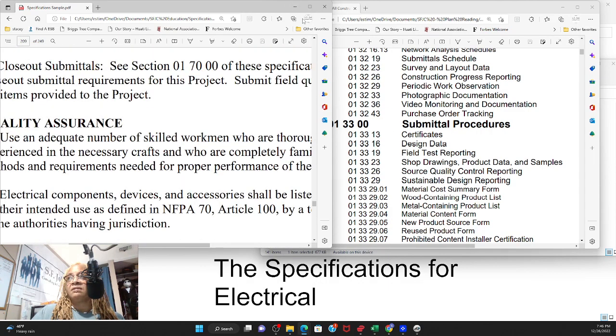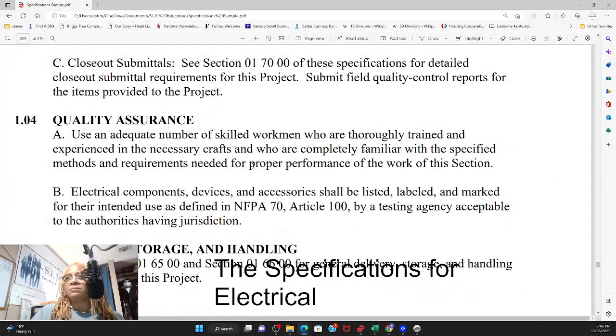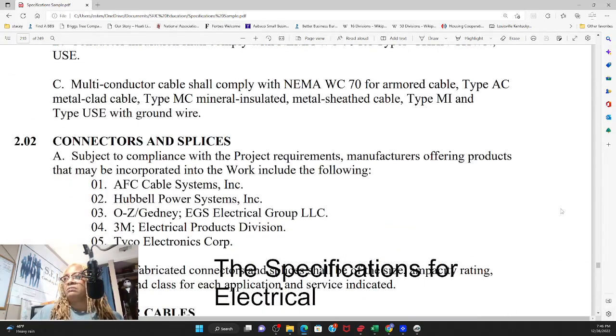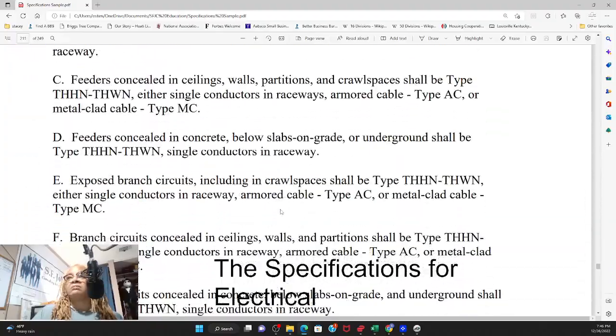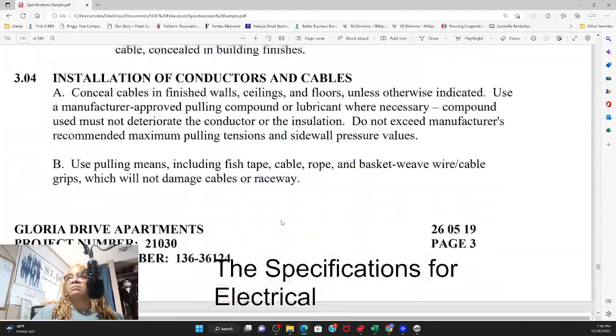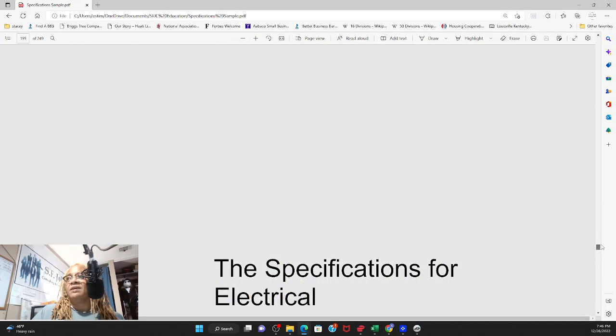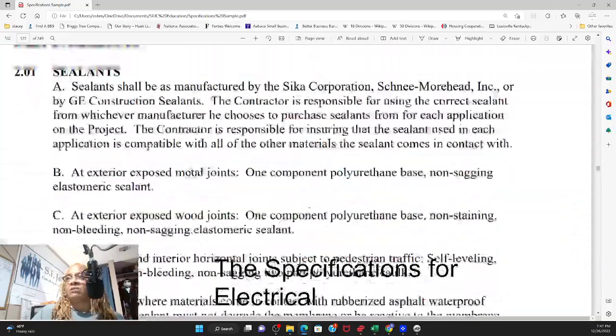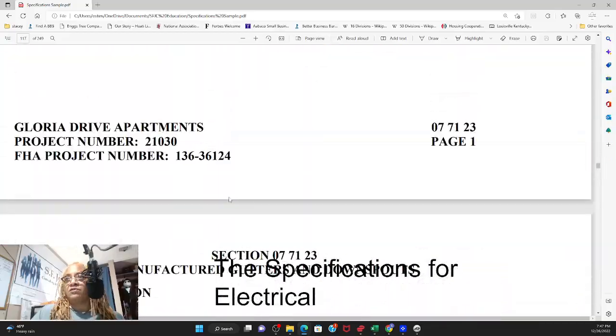now we'll go back, all right, 013300 for detailed submittal requirements for this project. So 013300. And that would actually be the other way. Uh-oh. 013300. 0133. So we're going to go, and this is the actual set of specifications for this project.